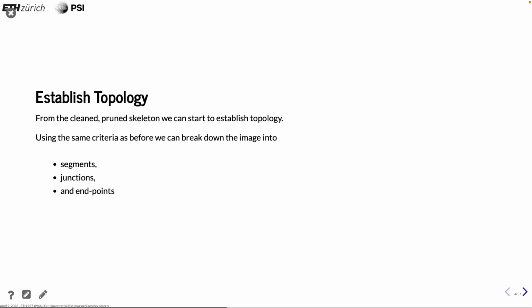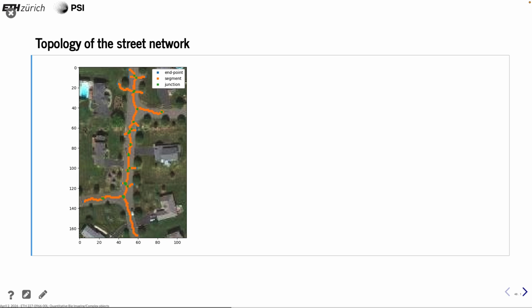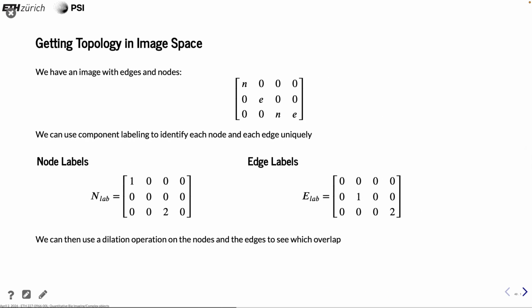Now, we've got a nice street, and now we want to find some topology, seeing how things are hanging together, because right now we have a bag of endpoints, a bag of line segments, a bag of junctions, but they don't mean anything. They're just pieces. So now we want to get some idea of how to do the topology. And here we have those pieces of the street network marked up. And now we want an algorithm to find how to connect the pieces.